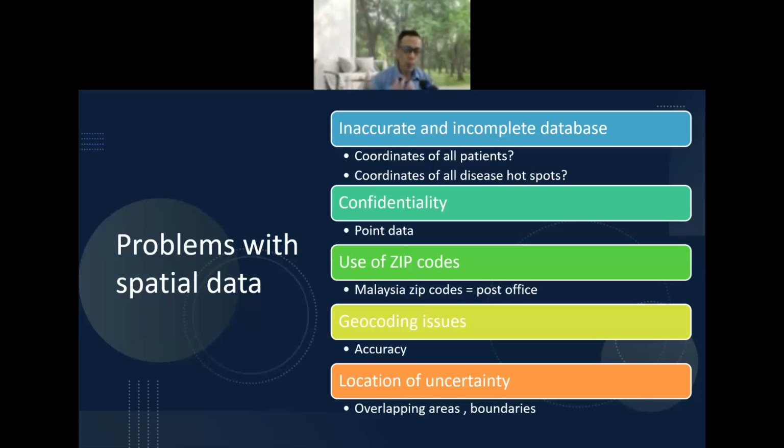Unlike in the UK, where the postcode refers to the location of the house, and usually you have maybe 20 to 40 houses for one postcode. So that's why their postcodes are very useful when you want to map data. But in Malaysia, if you use postcode, it is not very useful. Okay. Geocoding issues, yes, of course: accuracy, location uncertainty, overlapping areas and boundaries and whatnot.